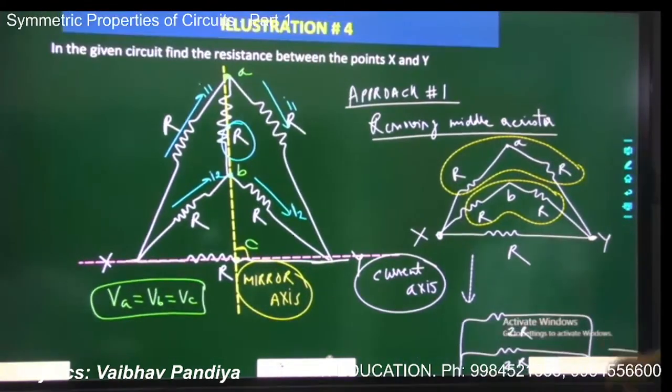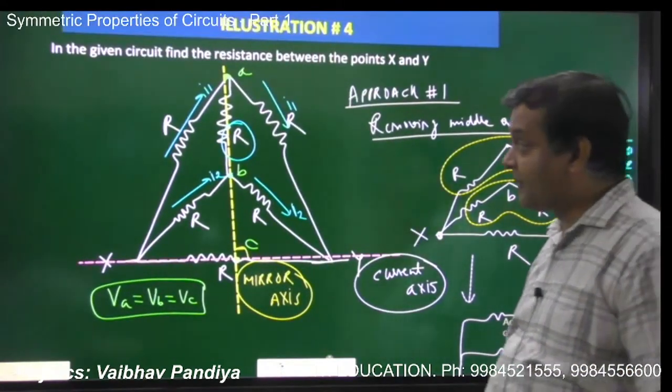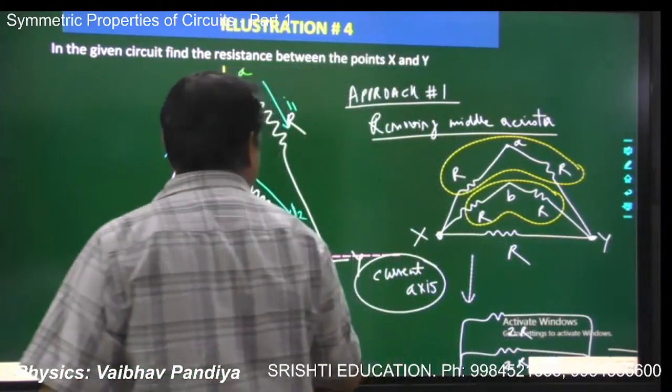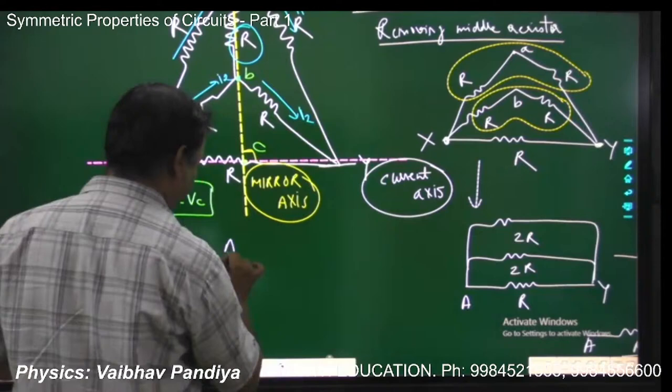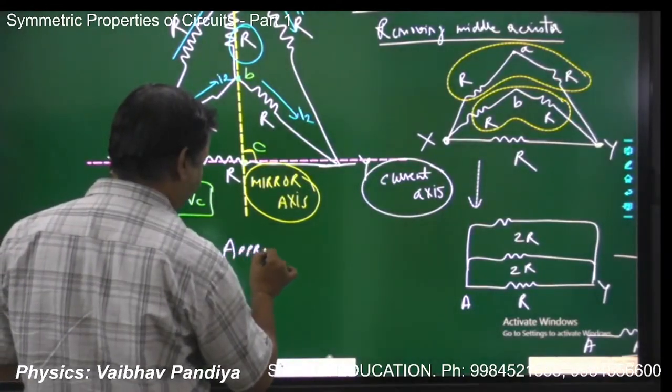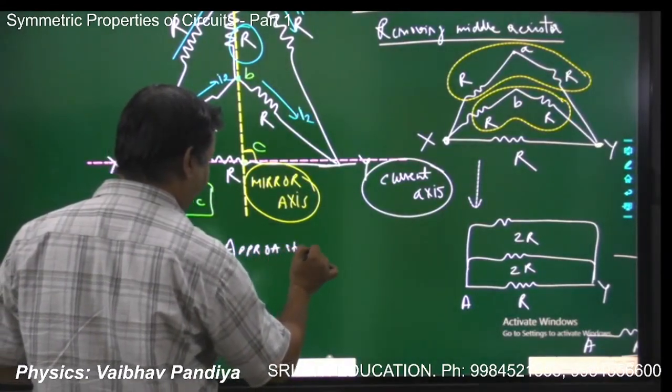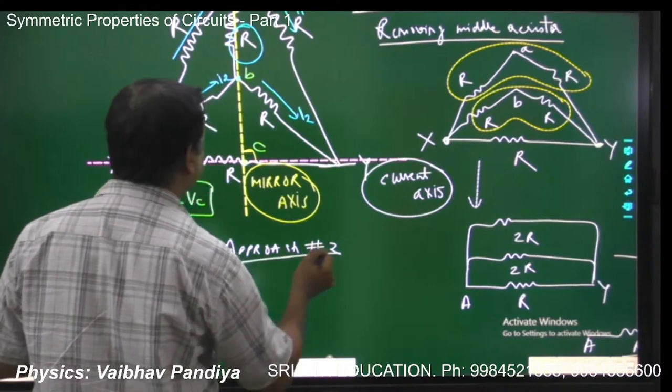There's one more approach by which you can do. You can treat A and B as a single point. That is short circuiting. I guess I'll not show approach 2. You can work it out yourself and check. You must get the same answer.